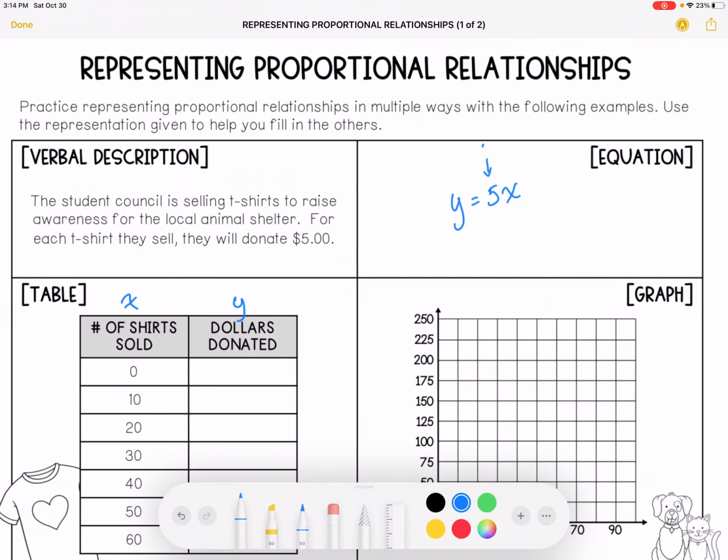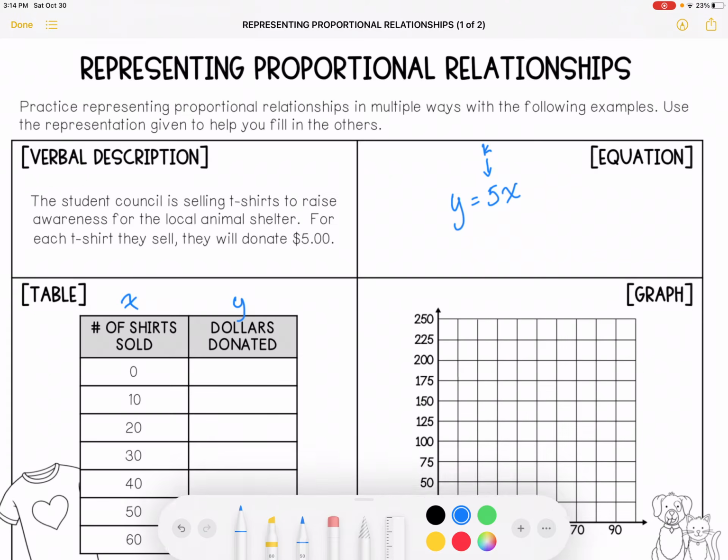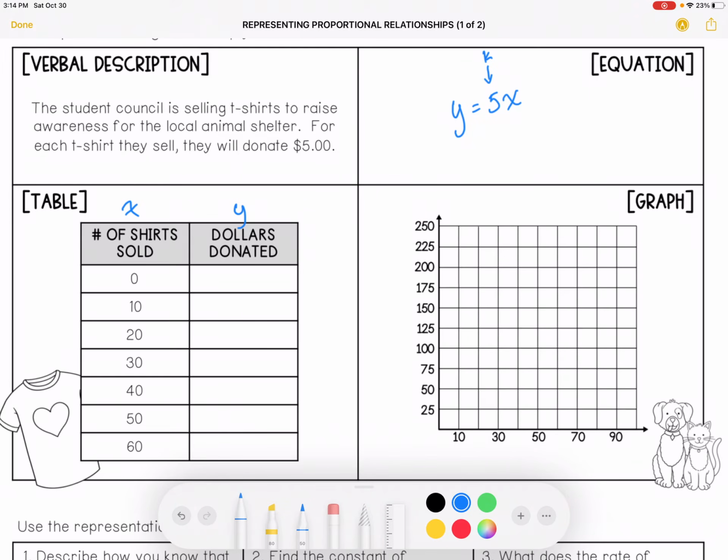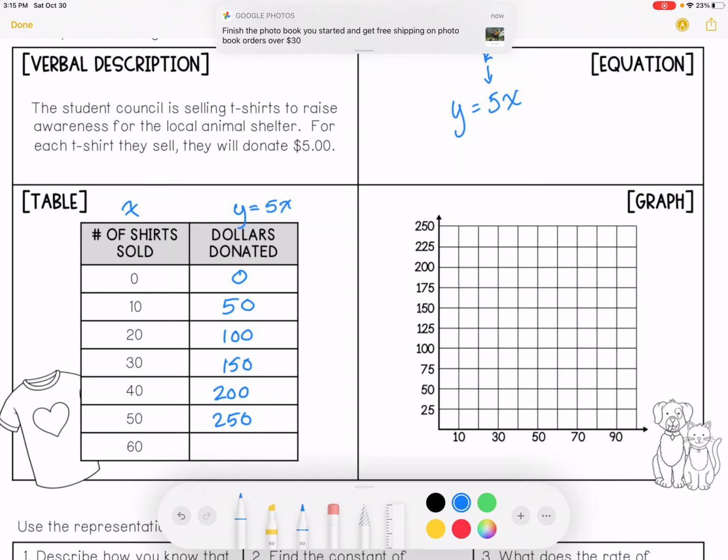Now, we also know that the 5 in our equation equals K. So now let's fill out the rest of the table. So we know that Y needs to equal 5 times X. So if we sell 0 t-shirts, the student council donates $0. If they sell 10 t-shirts, we just put that in our equation and times it by 5, and that means $50. 20 t-shirts, they'd donate $100. They sell 30, they're donating $150. 40 is $200, 50 is $250, and 60 is $300.